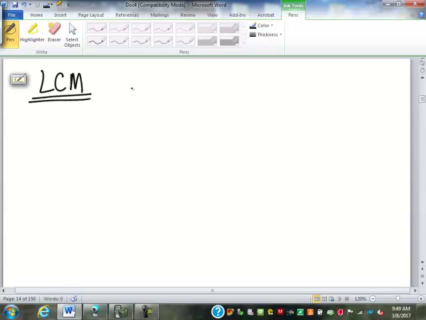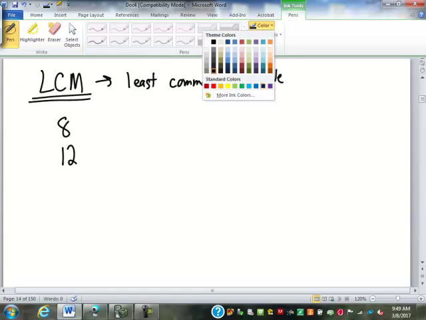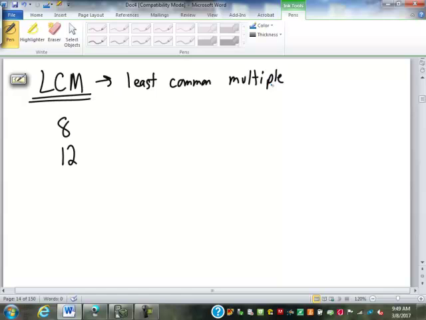What if I ask you to find the LCM? What does LCM stand for? Least common multiple. Good. So this is going to be bigger than both of the numbers. It is the smallest number that both of them go into. So for our fractions, it was like the least common denominator was a least common multiple. If I give you 8 and 12, what is that least common multiple going to be?